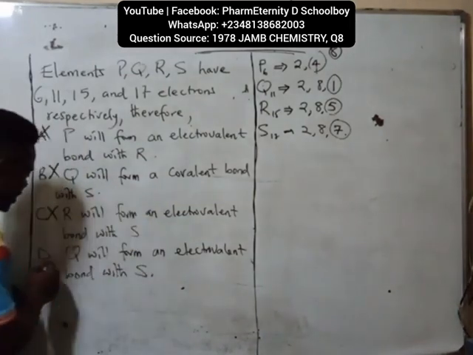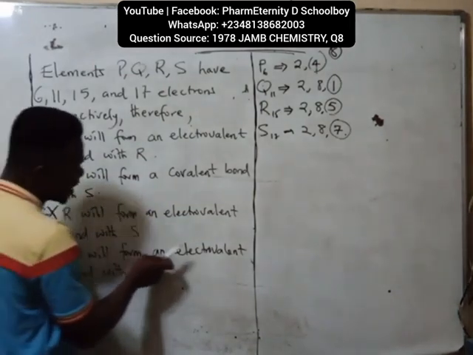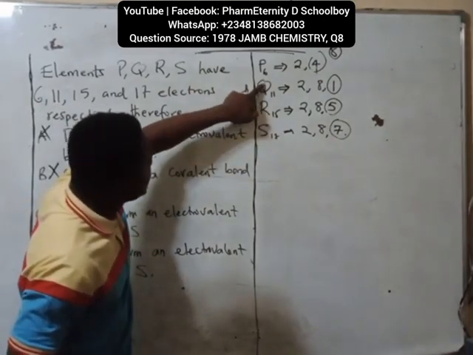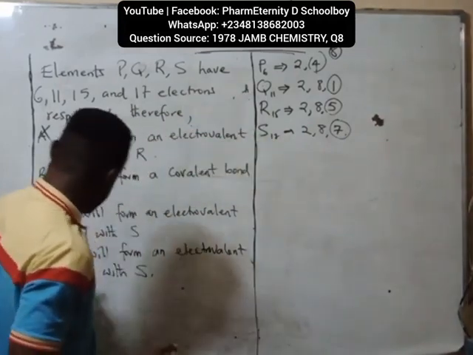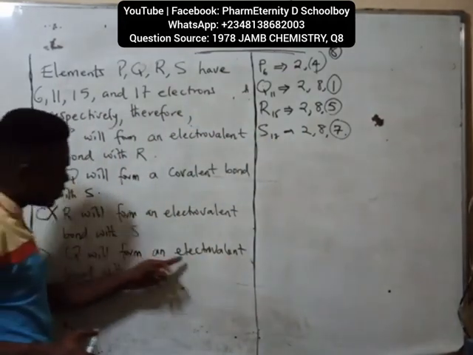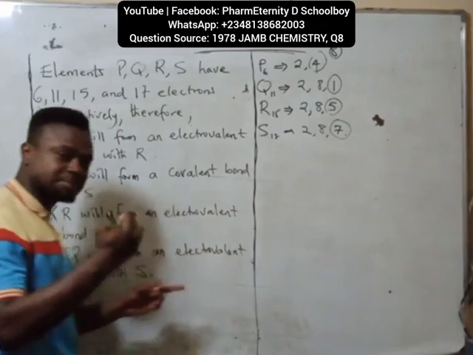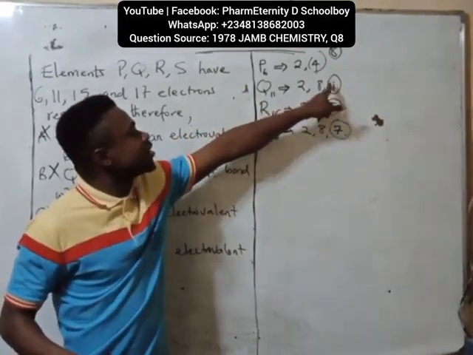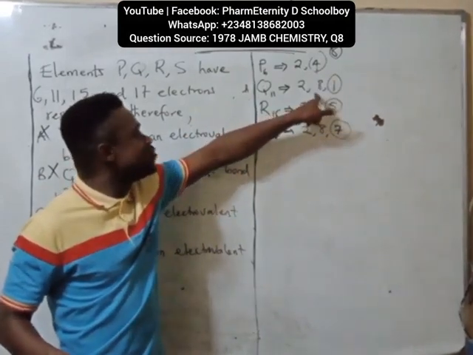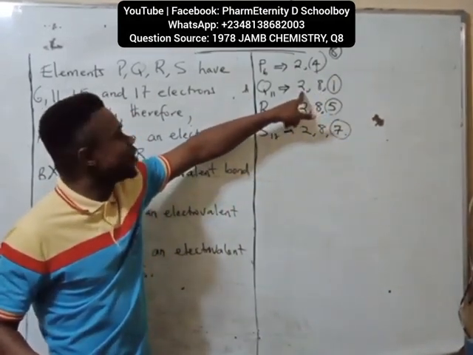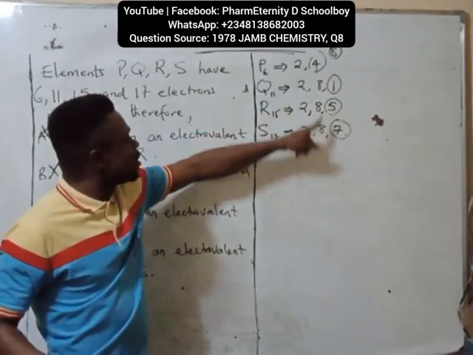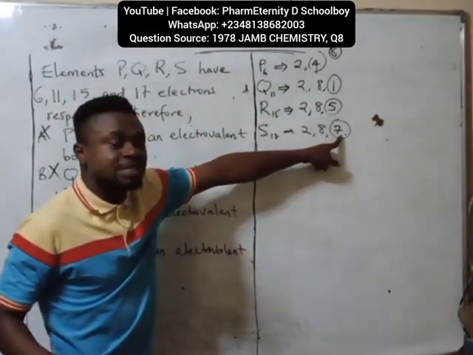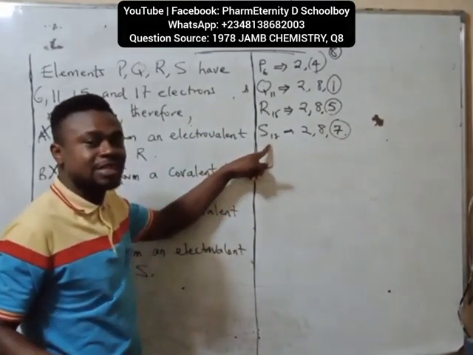Let's go to D. D says Q will form an electrovalent bond with S. Let's look at Q. This is Q. This is S. Perfect. Electrovalent bond involves transfer and acceptance of electron. So Q can easily transfer this one electron in its outer shell to form octet configuration, and that one electron can enter here, and this becomes 8 to form the same stable octet configuration.